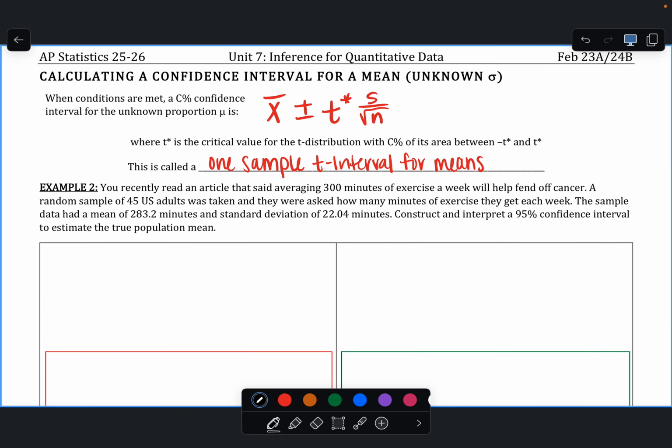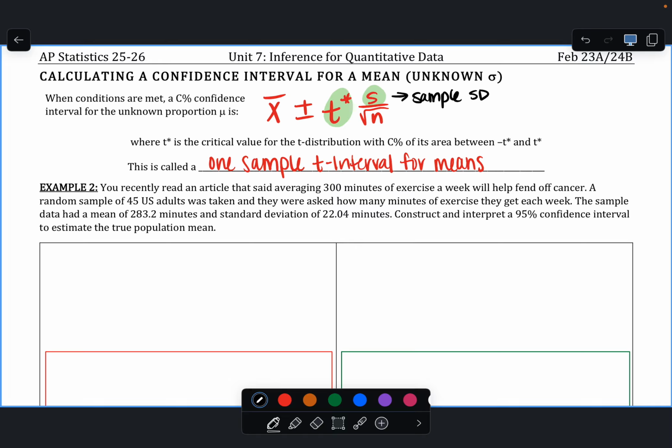Slightly, in just 2 numbers get swapped out. Instead of using z-star, you are going to be using t-star. And instead of using sigma, which is the population standard deviation, you are going to be using S, which is the sample standard deviation. Again, this is closer to what you would expect on a proportions interval. You would use the sample's information. This is a 1 sample t interval for means.